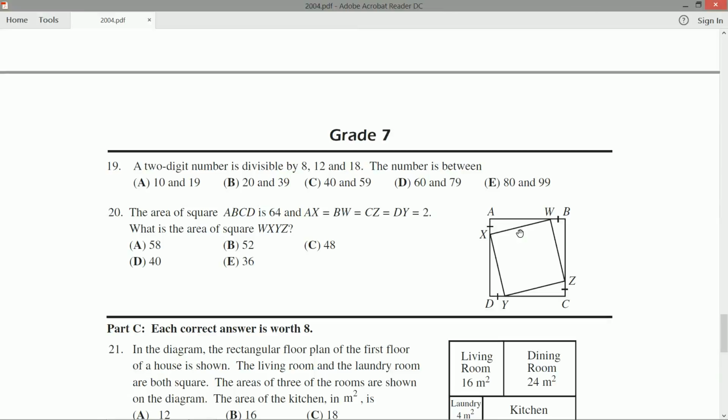Okay, so what does this say? A two-digit number is divisible by 8, 12, and 18. The number is between 10 and 19, 20 and 39, 40 and 59, 60 and 79, 80 and 99. So we have ranges here of two-digit numbers that we could have.